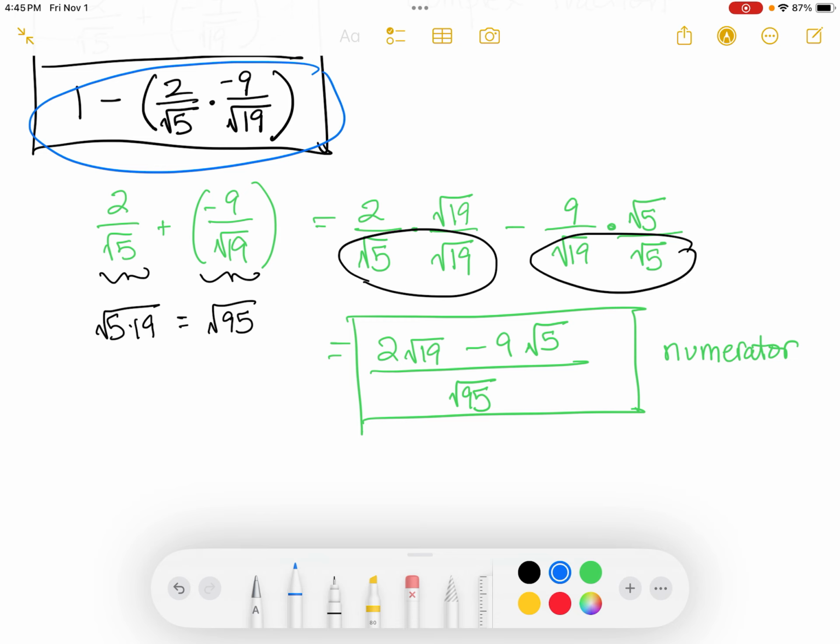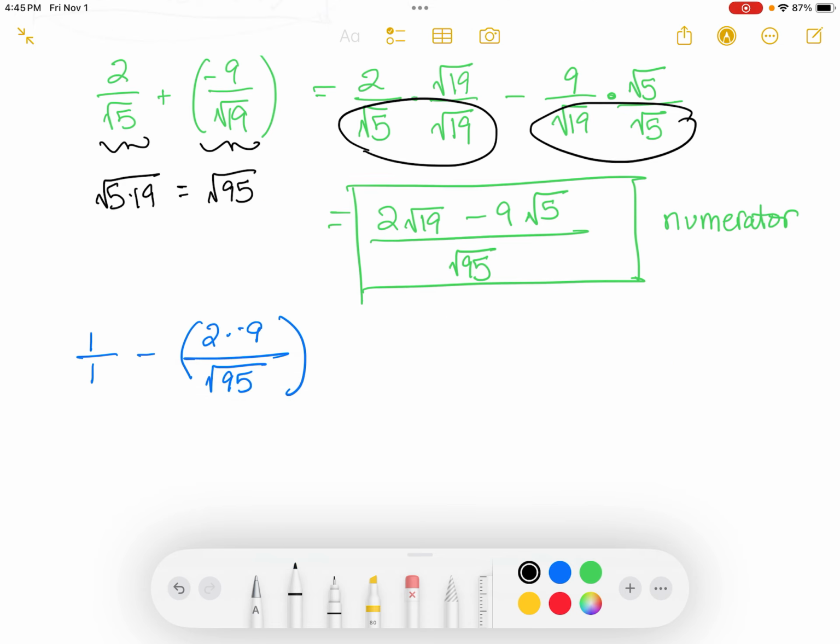And so we have 1 over 1 minus, and this is actually 2 times negative 9. This is the product, so I'm already taking the product of square root of 5 times square root of 19. So I already have this over the square root of 95. So the two things I need to find a common denominator for are 1 and the square root of 95. So the only thing to really do is, again, to use the square root of 95 as my common denominator.